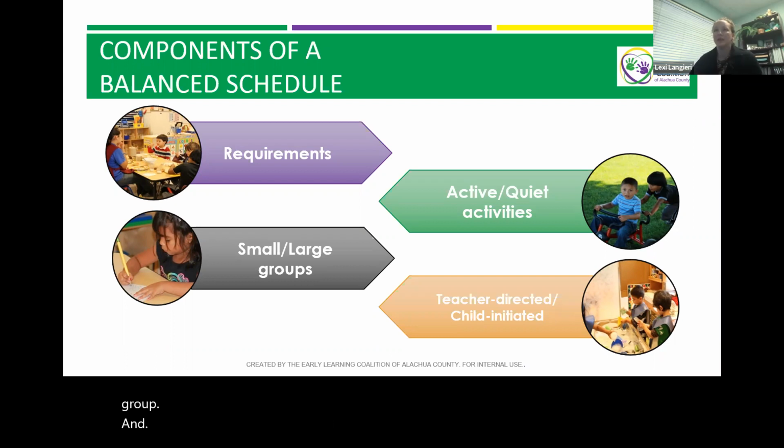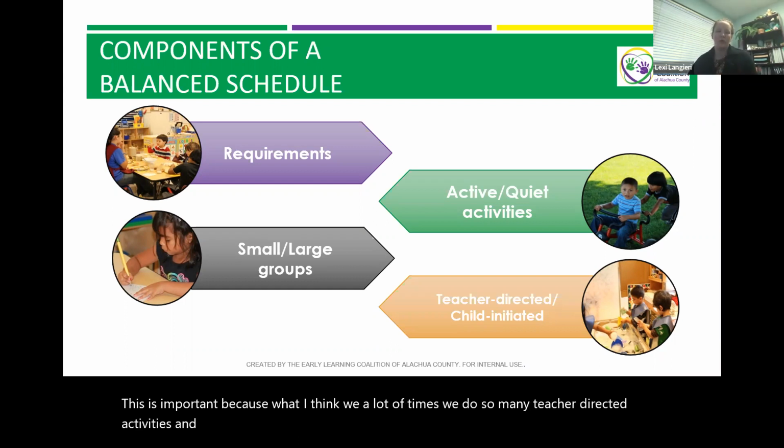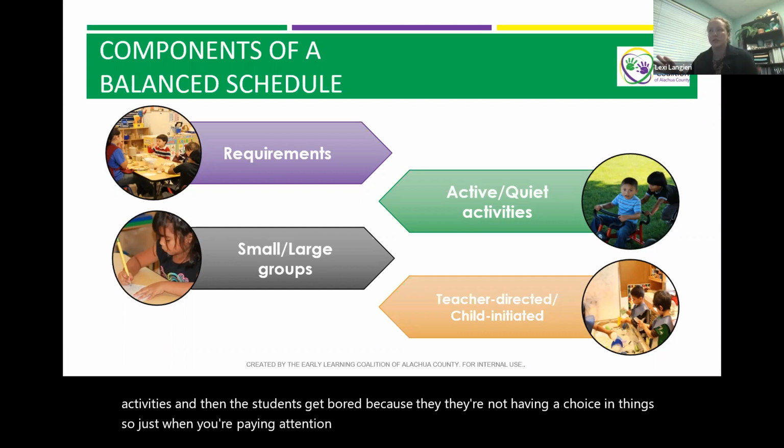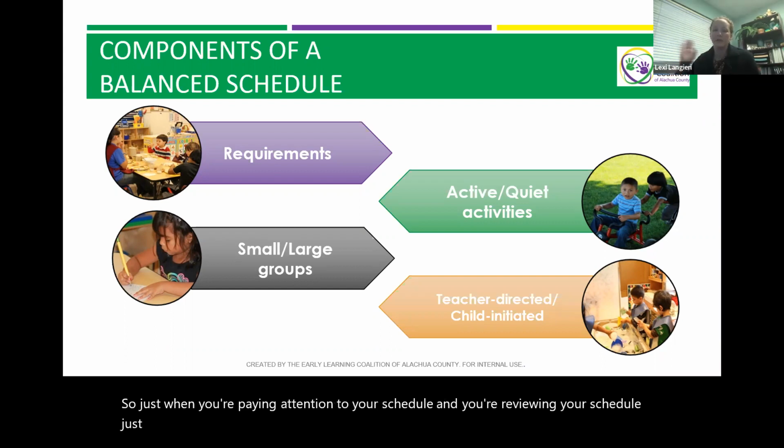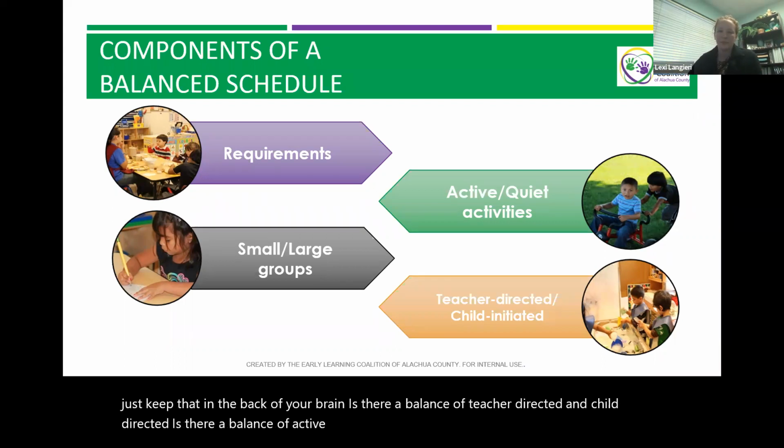This is important because I think a lot of the times we do so many teacher-directed activities, and then the students get bored because they're not having a choice in things. So just when you're paying attention to your schedule and you're reviewing your schedule, just keep that in the back of your brain. Is there a balance of teacher-directed and child-directed? Is there a balance of active, quiet activities?